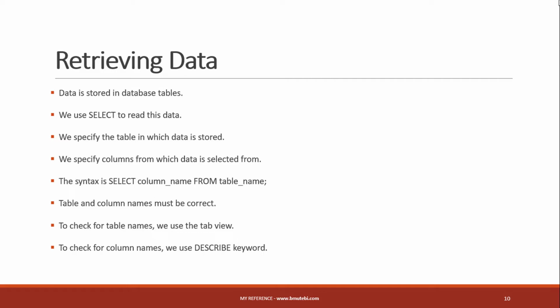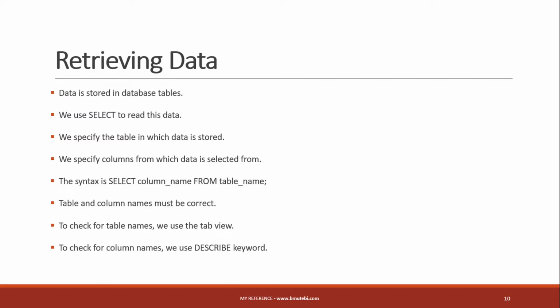For example, I may have an employees table. This employees table could have first name and last name as columns. If I need to get information out of this table, I need to specify the name of that table, which is the employees table, and I also need to specify the columns. Which kind of columns do I need?